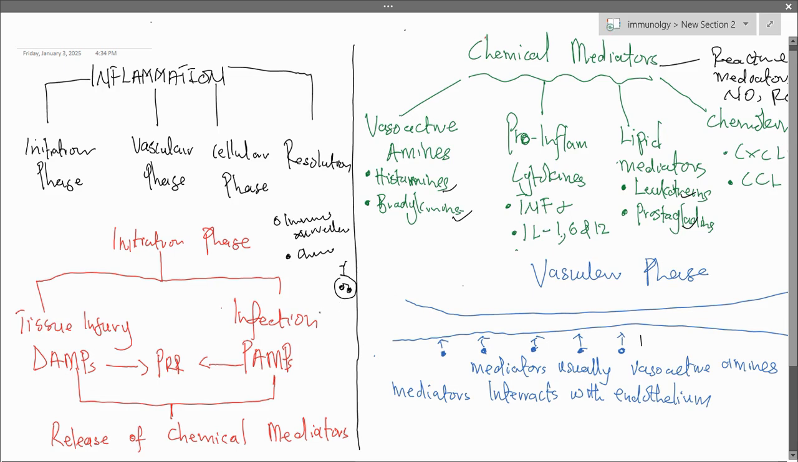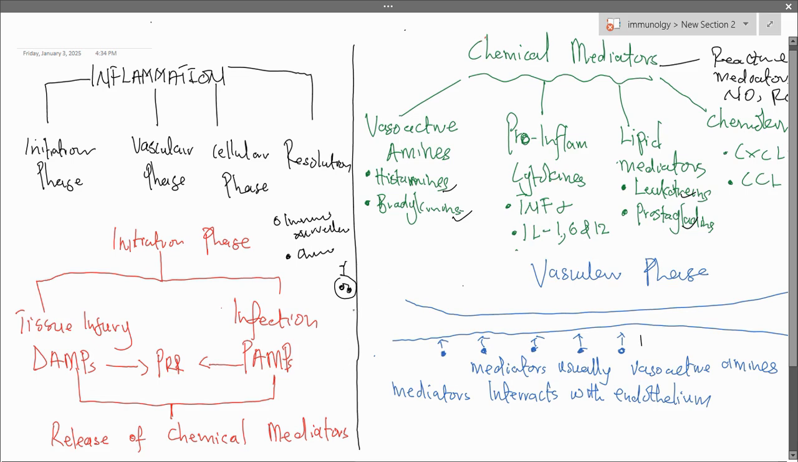Now, on the damaged cells or on the pathogens, there are receptors that we call pathogen associated molecular patterns. These pathogen associated molecular patterns could be anything that is part of the pathogen. For instance, in bacteria, it could be their flagellum, their lipoproteins, their teichoic acid, anything that is part of the bacteria. This same idea also applies to the damage associated molecular patterns.